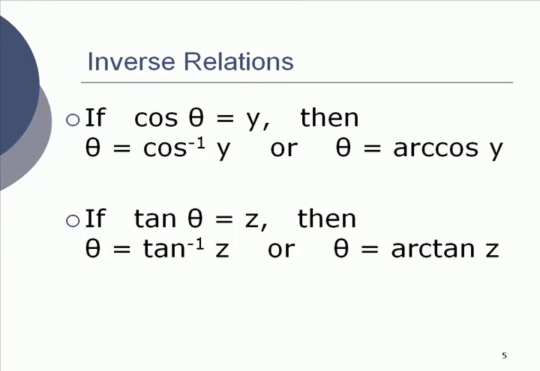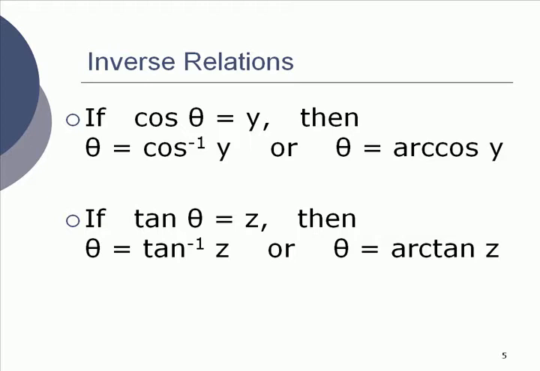The two natural consequences of this to complete the discussion is that if the cosine of theta is equal to y, then theta is the inverse cosine of y, or in other words, theta is the arc cosine of y. And if the tangent of theta is equal to z, where again z is a ratio, then theta is the inverse tangent of z, or the arctangent of z. Okay. We'll use these and look at how they apply to the calculator in just a second.